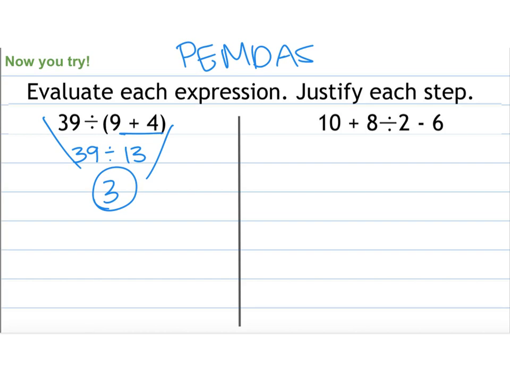Next one, we've got 10 plus 8 divided by 2 minus 6. I don't have any parentheses, I don't have any exponents, so multiplication and division. 8 divided by 2 is 4. Carry down the rest of the problem.